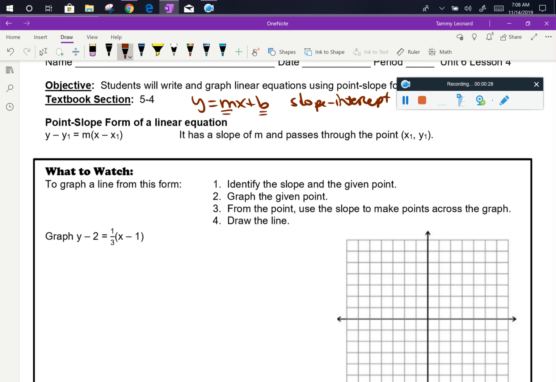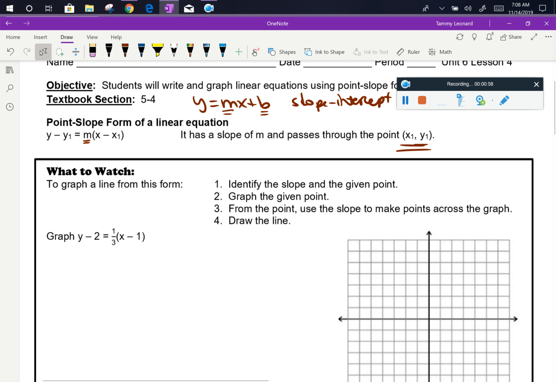Similarly, the name of this form tells us what information we can expect to see. It's called the point-slope form. So we should expect that the equation contains a point that the line passes through and the slope. So the slope is m, just like it was before, but since this point is any point along the line, not specifically the point at the y-intercept, like in the slope-intercept form, the point is represented as x1, y1. So it's any pair of x and y values for a point along the line.